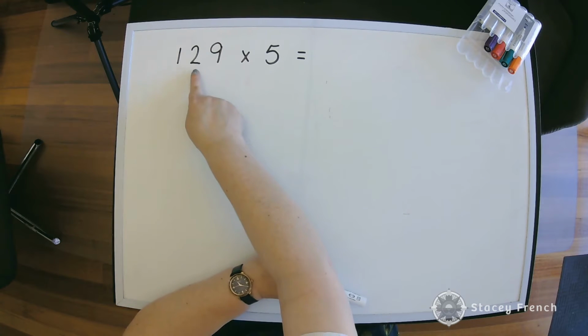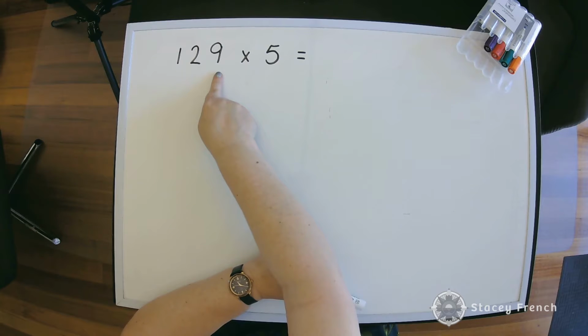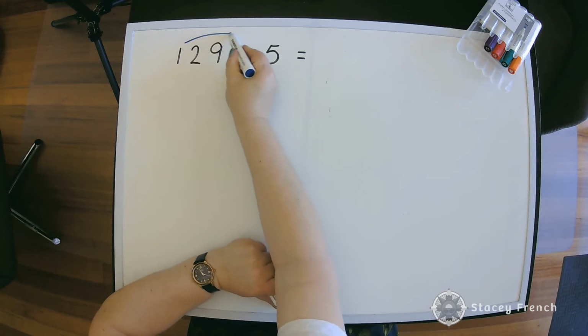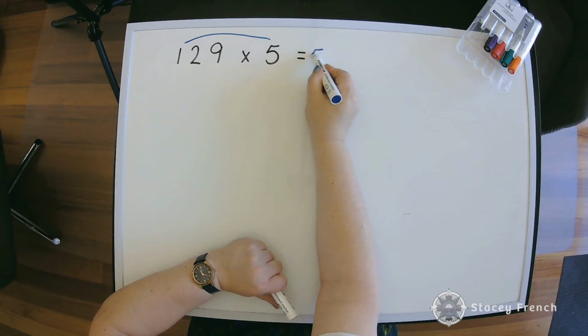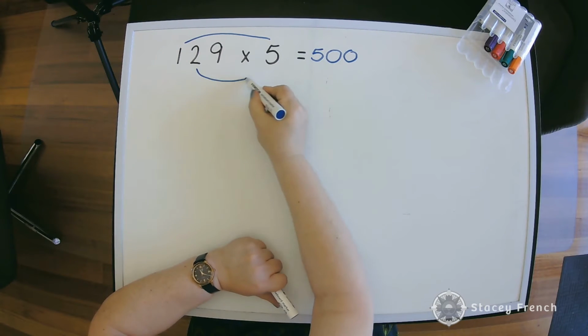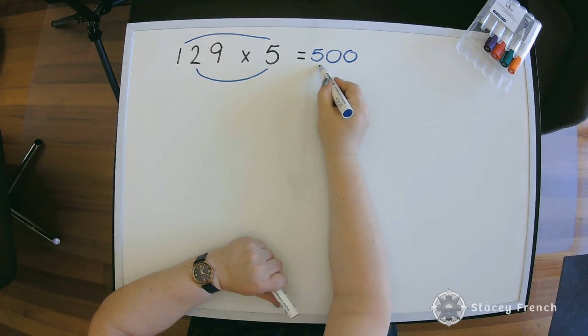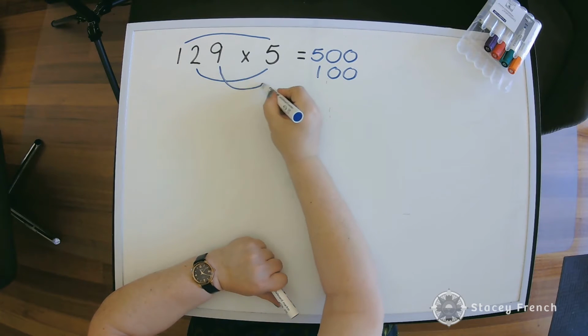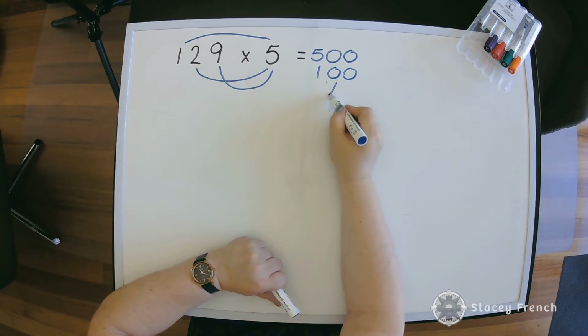129 is 100, a 20 and a 9. So when I solve it, I'm going to use all the different components that make that up and times them each by 5. 100 times 5 is 500. 20 times 5 is 100. And 9 times 5 is 45.